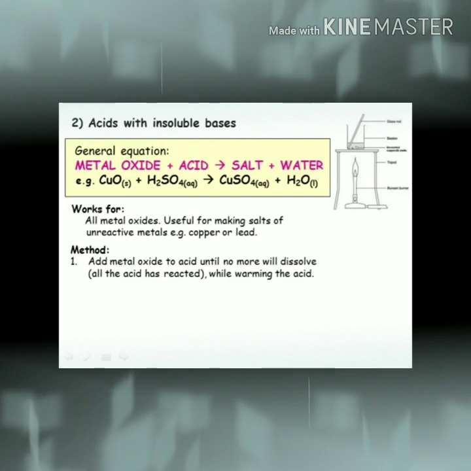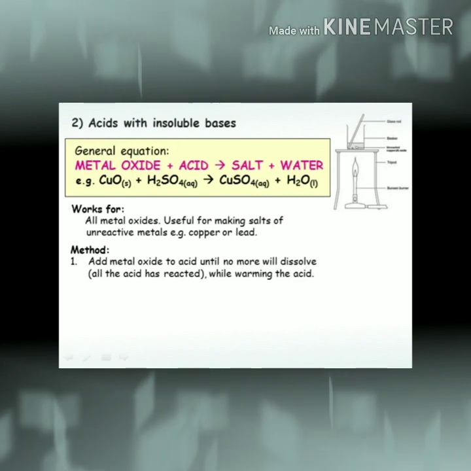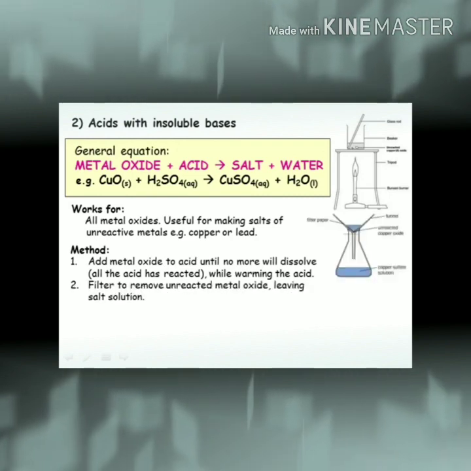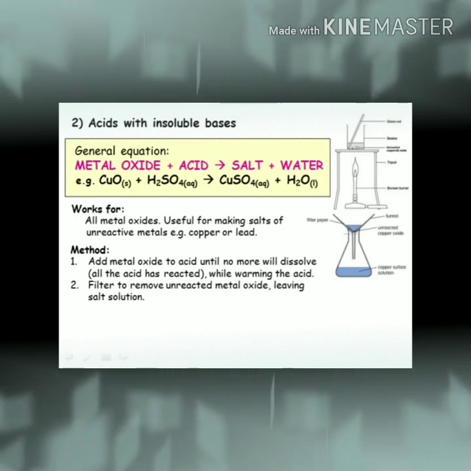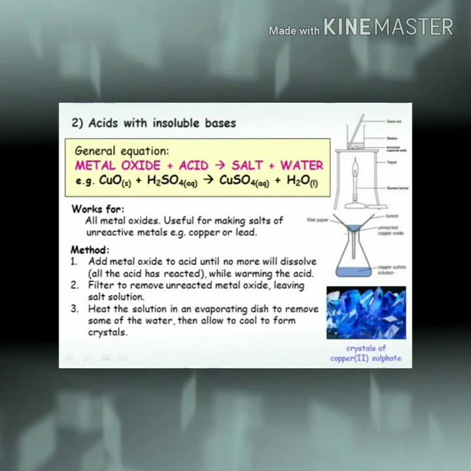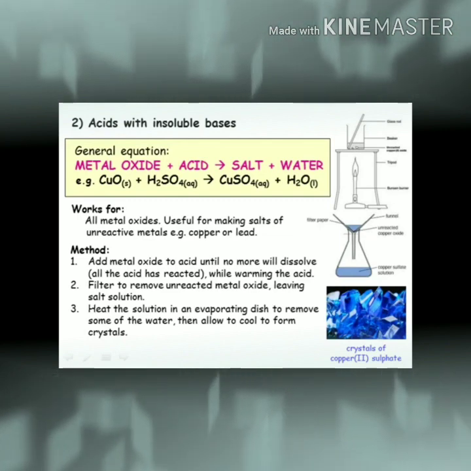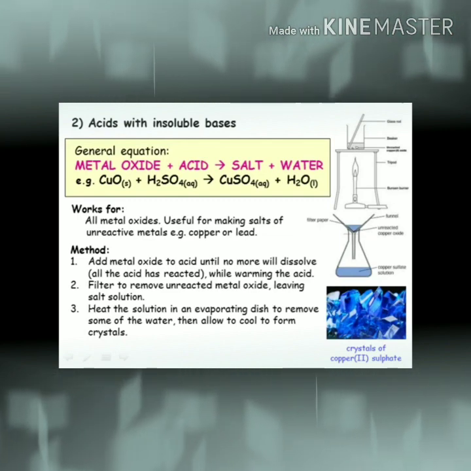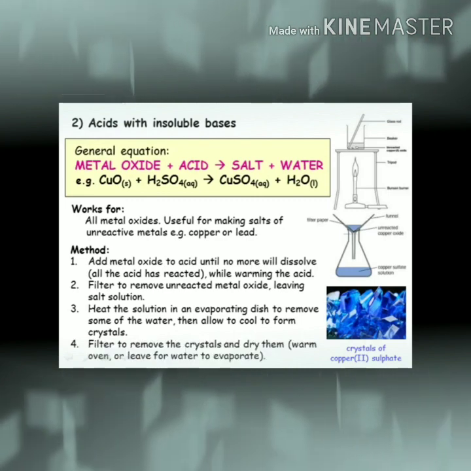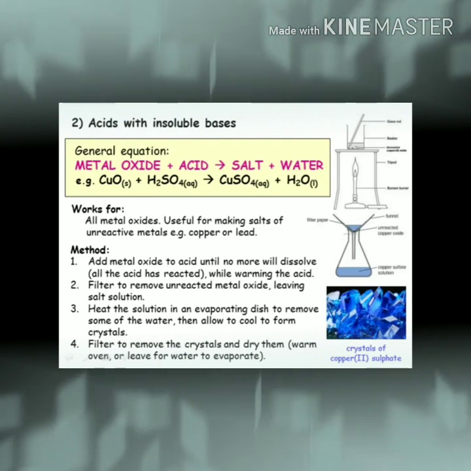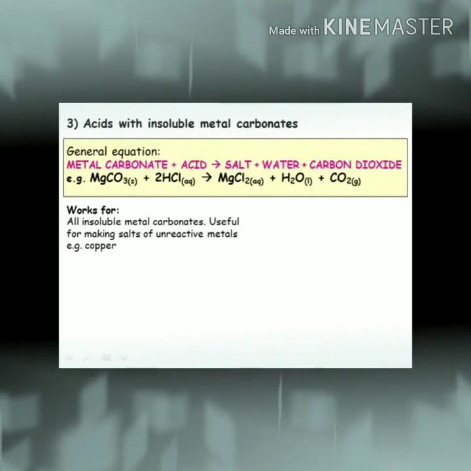How can you prepare it? The working method is usually for making salts of unreactive metals like copper and lead. The methodology: the first step is to add some metal oxide to acid until no more will dissolve, warming the acid so that all the acid has reacted. Then filter to remove the unreacted metal oxide, leaving the salt solution. Then heat the solution in the evaporating dish to remove some of the water, and then allow it to cool. It will become crystals and you have to filter it.